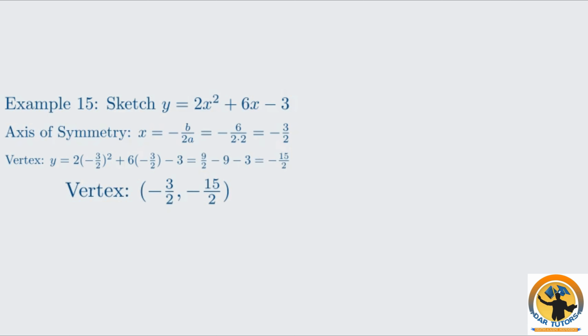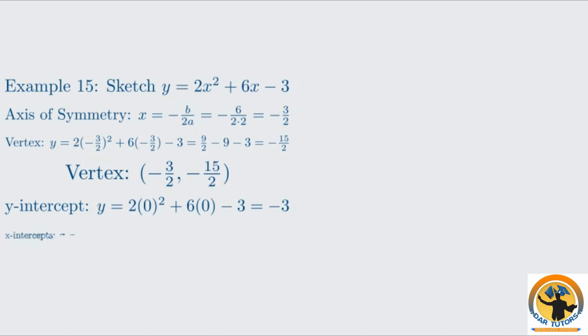The y-intercept is easy. When x = 0, y = -3. Y-intercept: (0, -3). For the x-intercepts, we set y = 0. This gives the equation 2x² + 6x - 3 = 0. Since it doesn't factorize easily, we use the quadratic formula. The solutions are x = (-3 ± √15) all over 2. These are approximately -3.44 and 0.44.